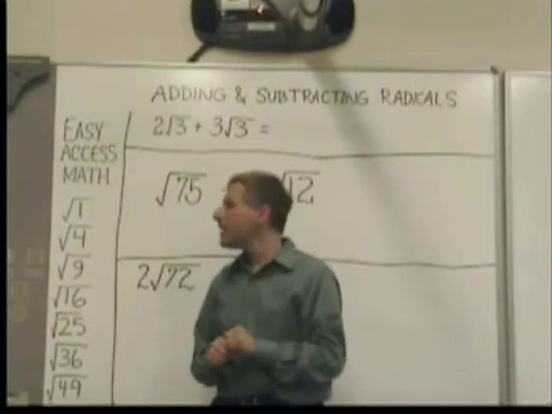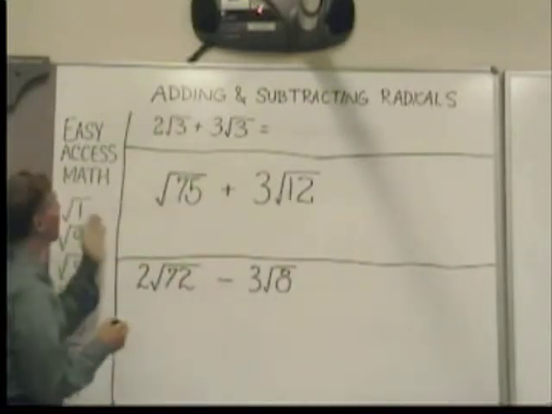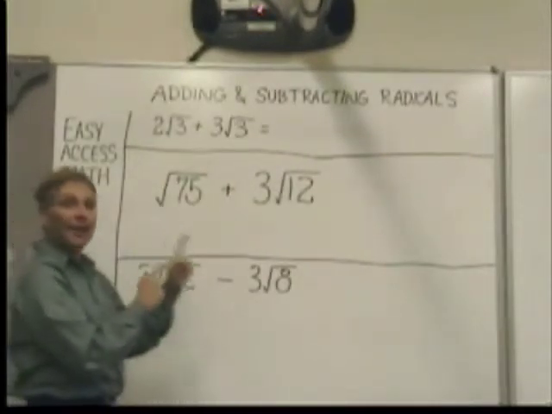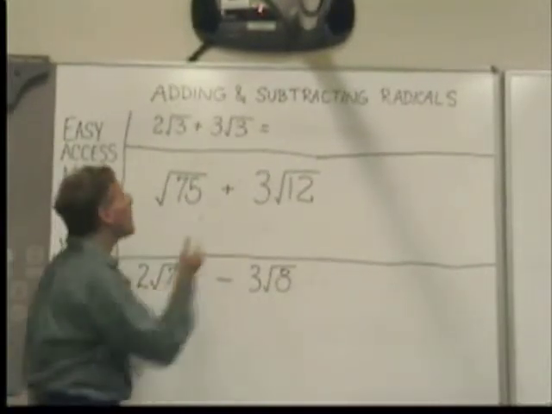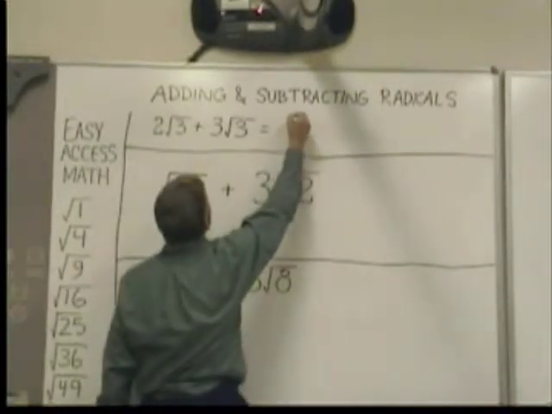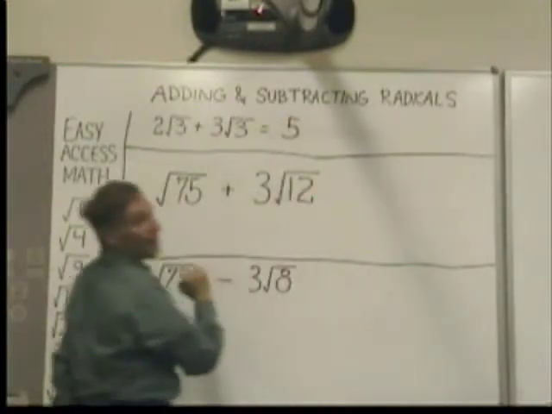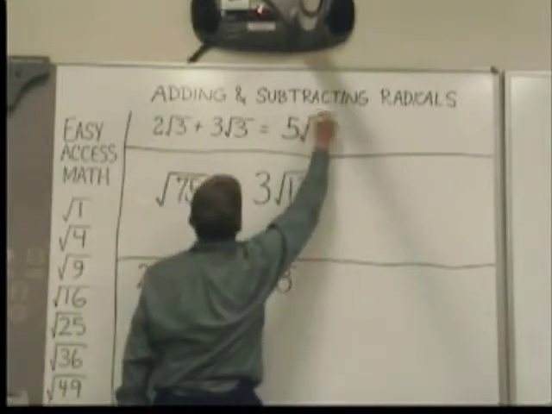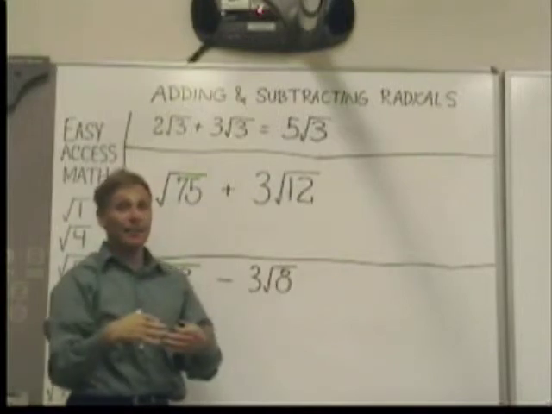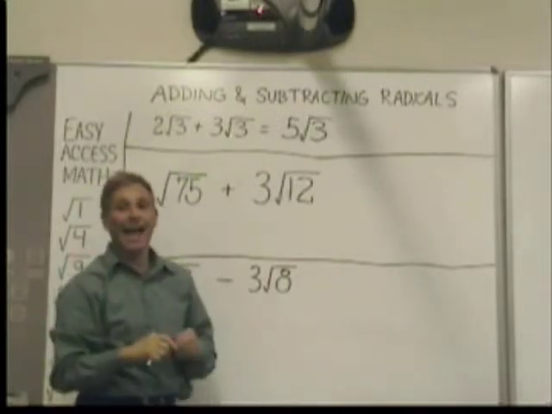So let's begin. I have radicals up here that are the same, and if the radicals are the same, then all you have to do is add the outside. 2 plus 3 is 5, I know that, and keep the inside, and that's radical 3. You're not adding the inside, you're keeping the inside as is.